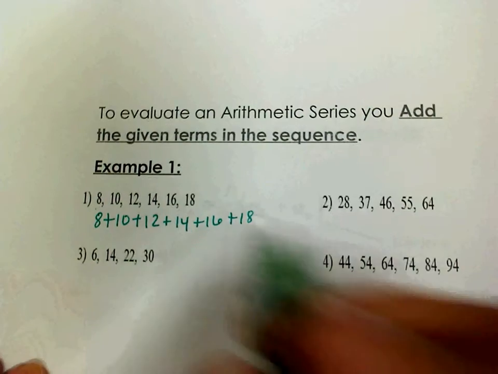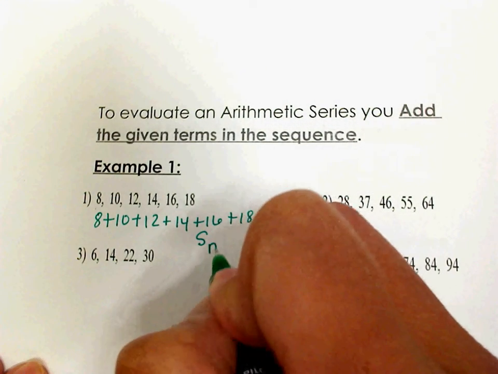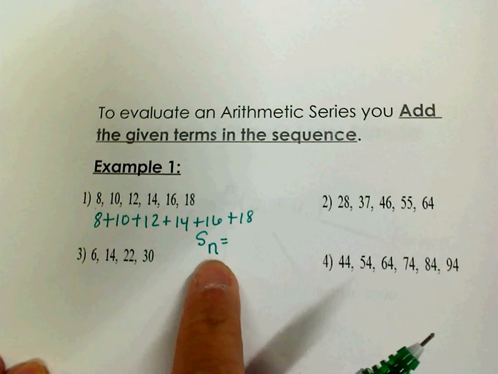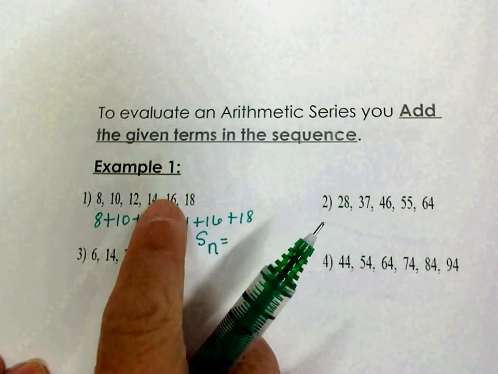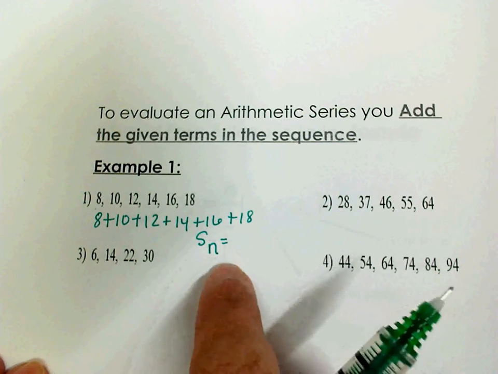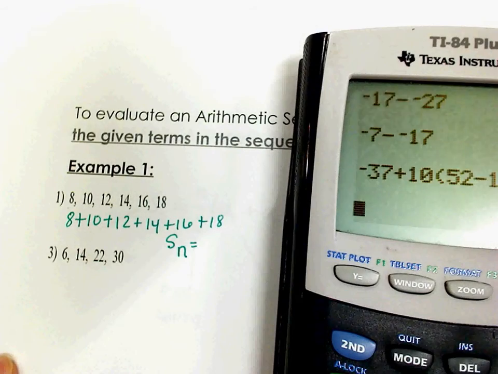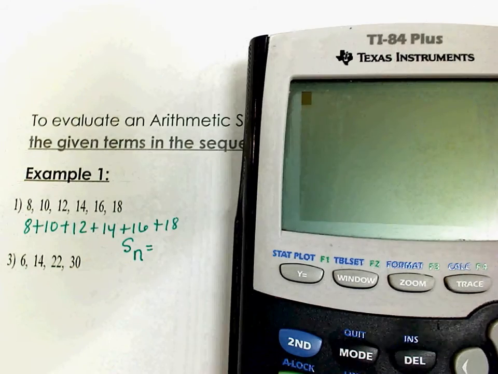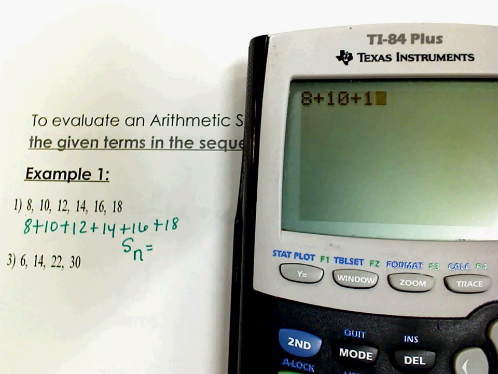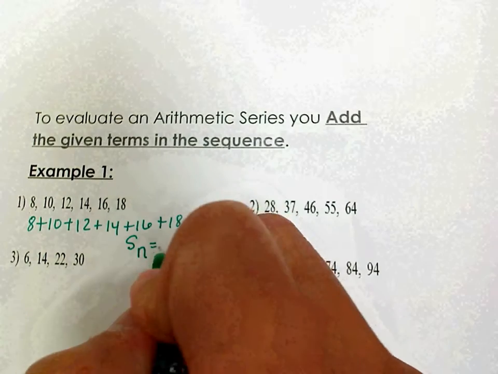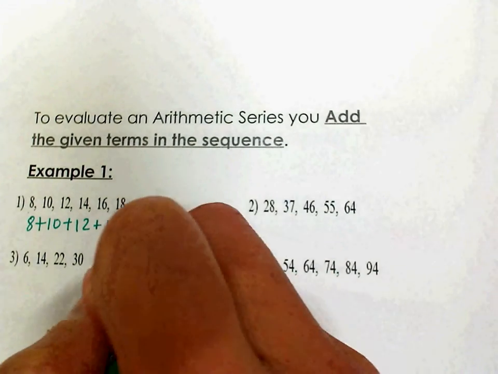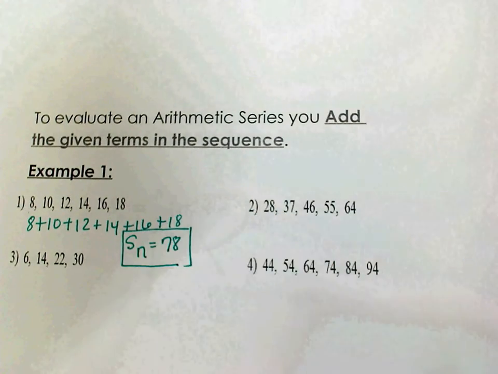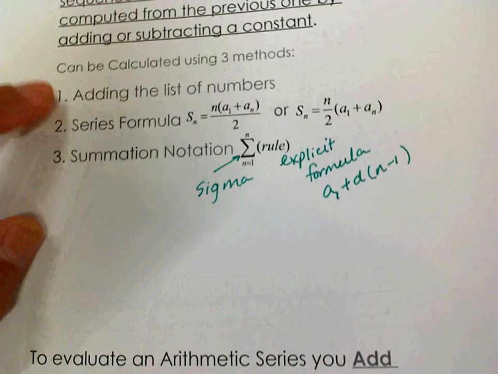And you write S sub n equal, if you want to know what n is, you can. 1, 2, 3, 4, 5, 6. You can put S sub 6, but I'm just going to put S sub n. And you just add that to your calculator, just like so. 8 plus 10 plus 12 plus 14 plus 16 plus 18. Okay? So when I add all this together, I get 78. So that's step 1. That's one way to do it.